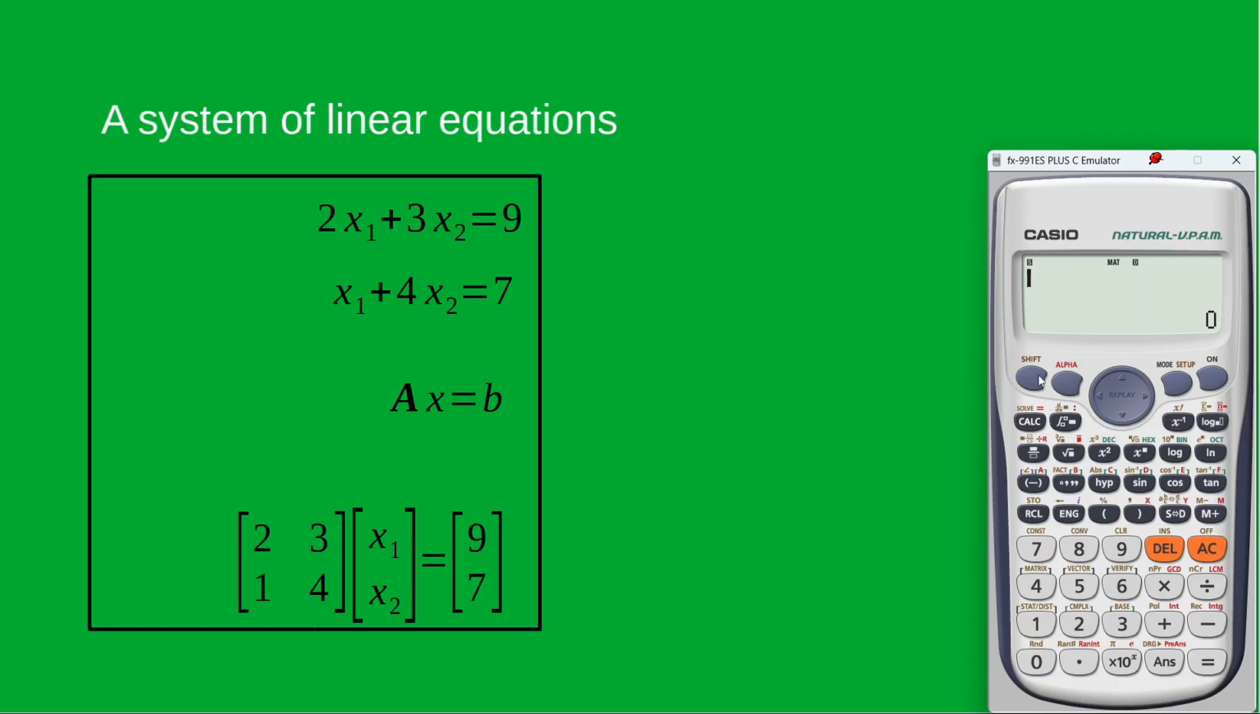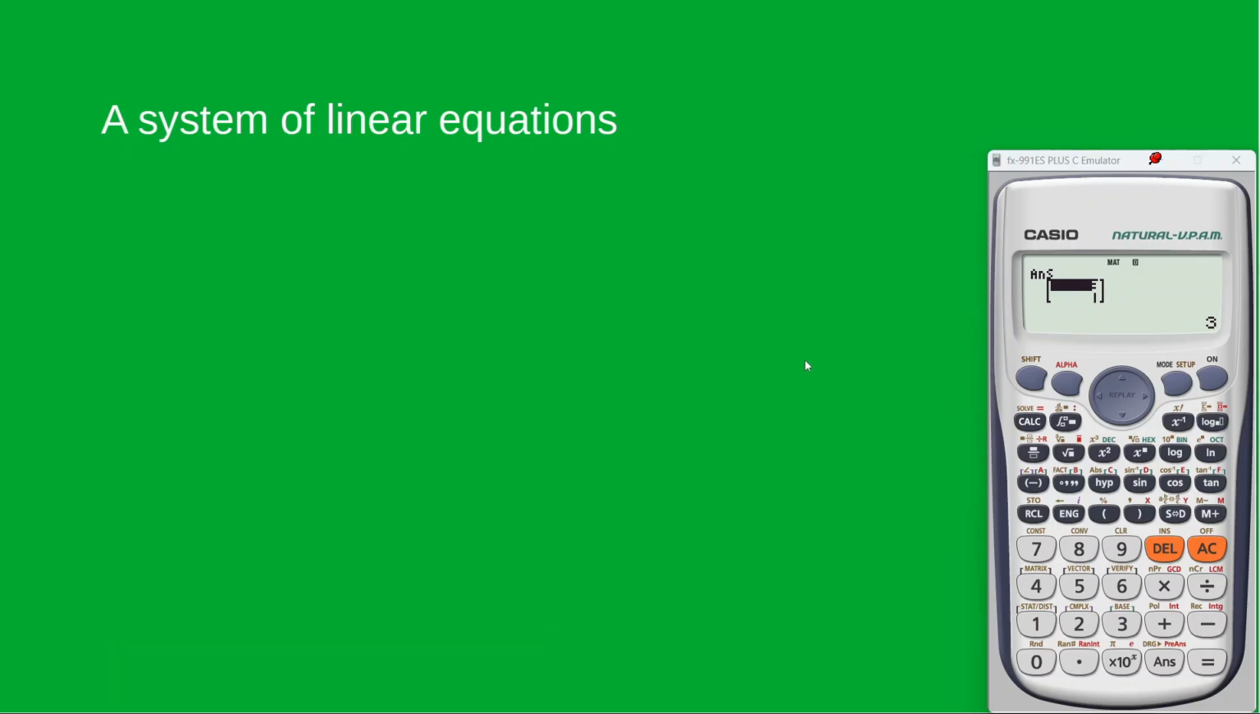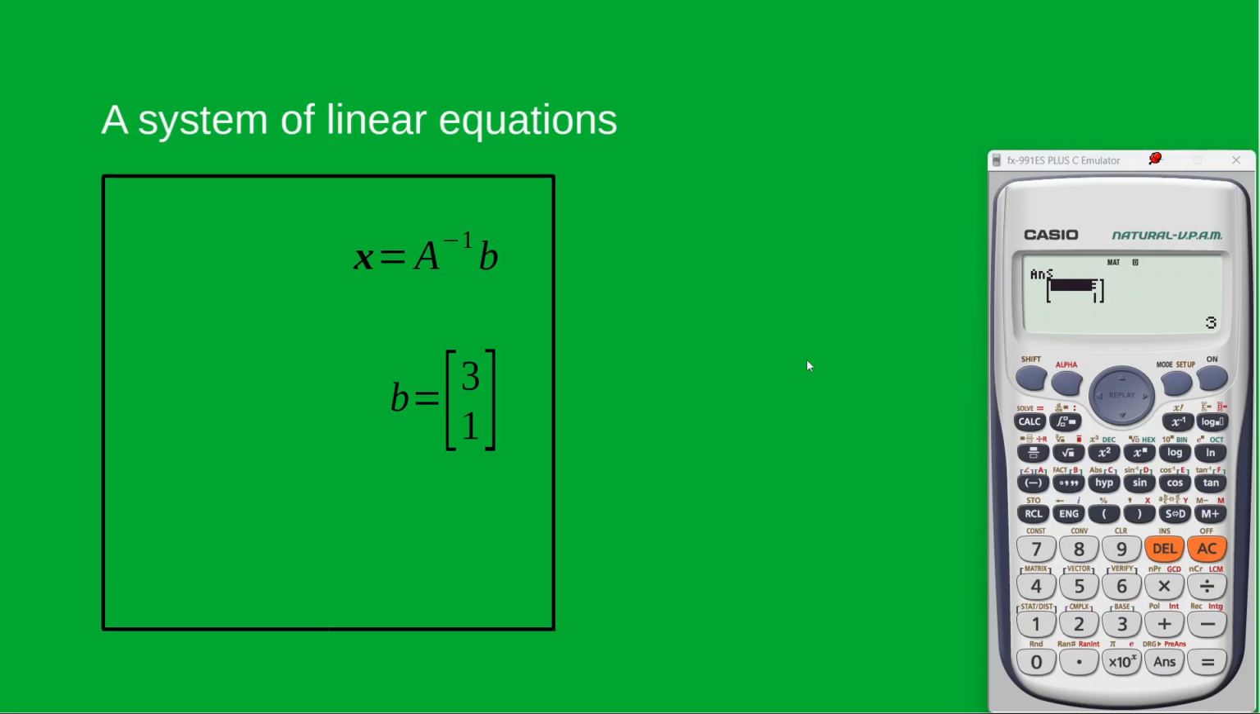Now to get the answers, we have to take the inverse of matrix A. So we press 3 and take the inverse of it and multiply it by matrix B, which is nothing but matrix C in the calculator. So multiplied by Shift 4, 5. And we have our answer, that is 3 and 1. Let's check that. The answer indeed is 3 and 1.